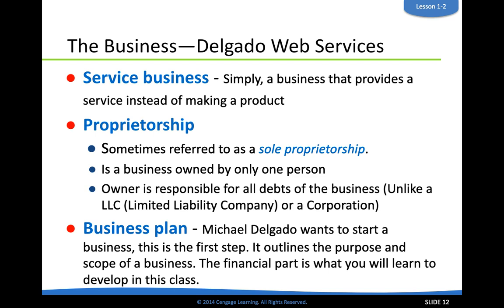A proprietorship is important to know, it is a business structure. It's owned, again, by one person. One important piece of it when you set up a business as a proprietorship versus something like an LLC, or a limited liability company, or even a corporation, is that the owner is responsible for all debts of the business in a proprietorship. In an LLC or a corporation, those businesses are separate from the individual and they are not necessarily responsible for all of the debts.